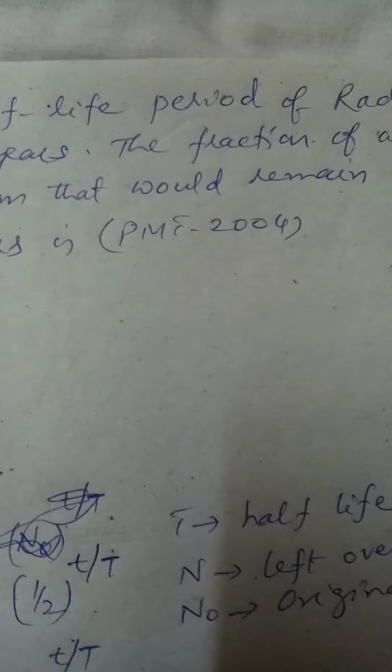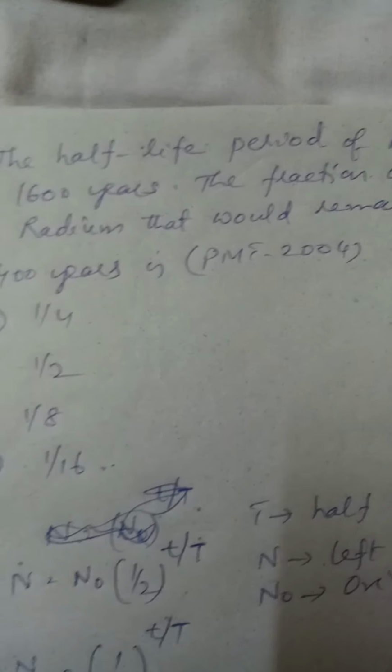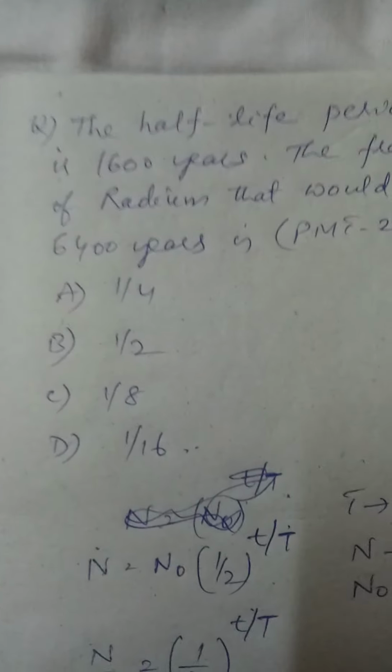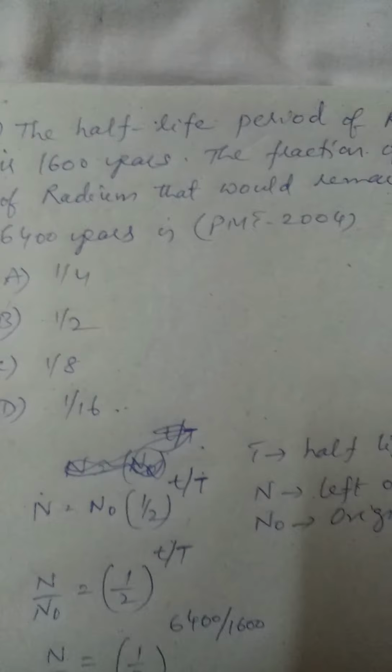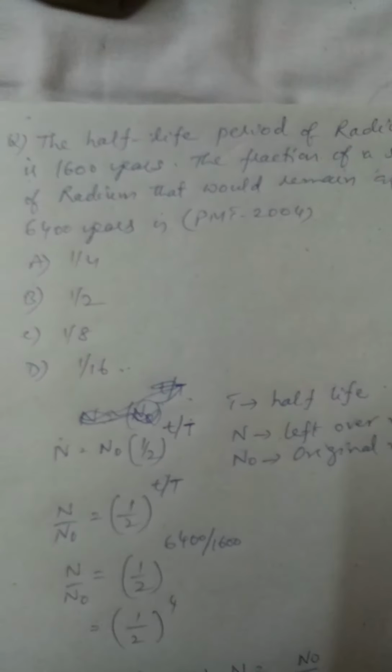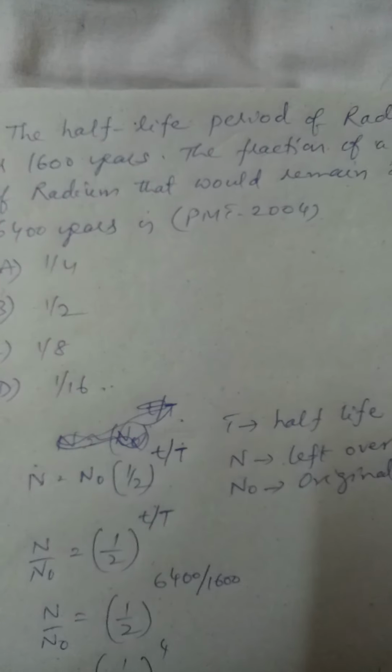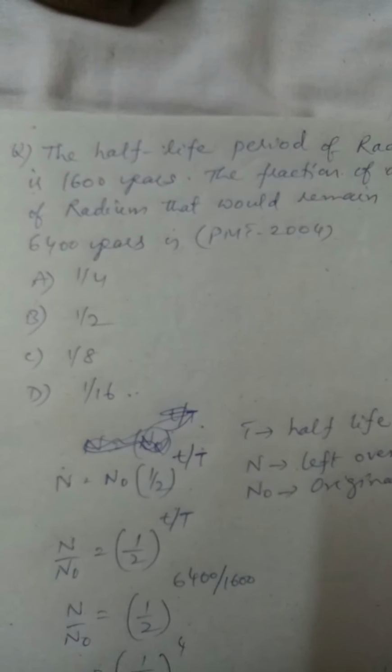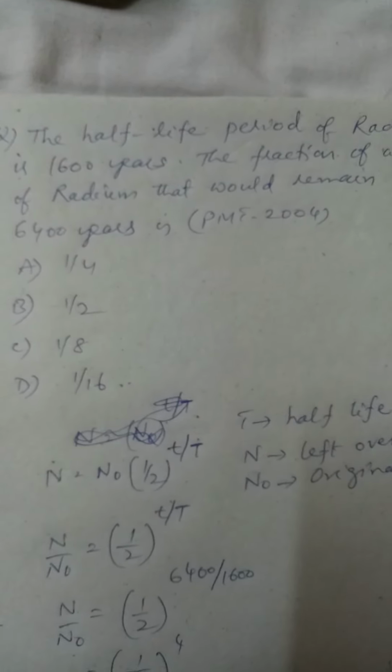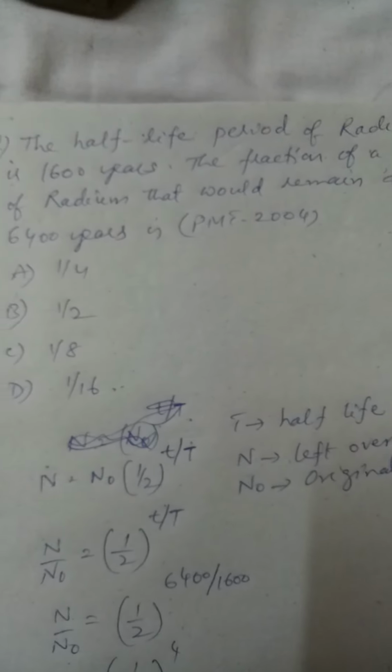The half-life period of radium is 1600 years. The fraction of sample of radium that would remain after 6400 years is. This question has come in PMT 2004.